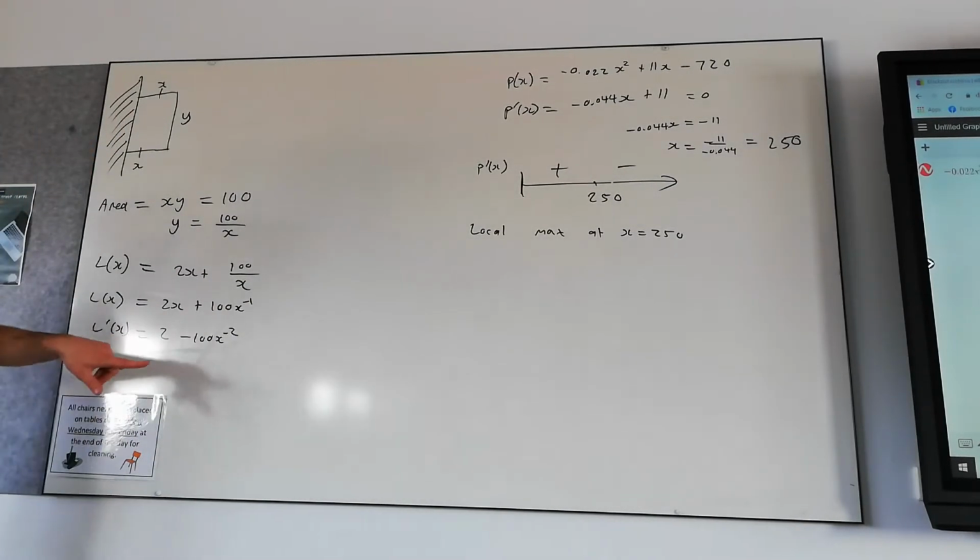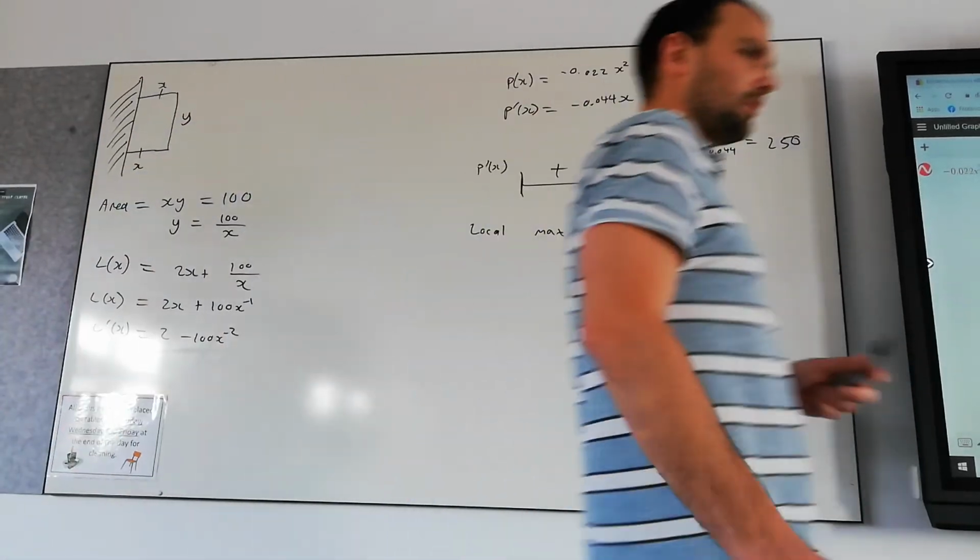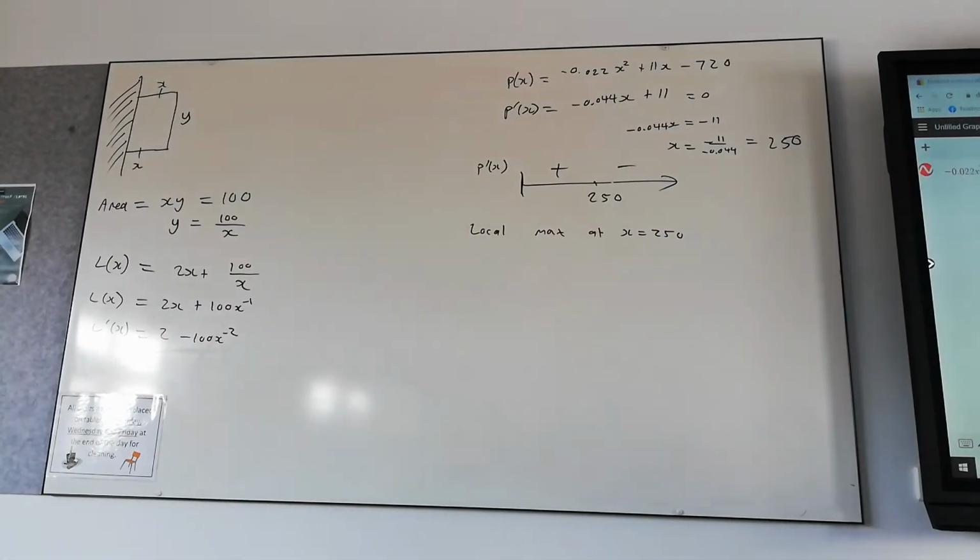So let's say we've found L dash of x, and let's just graph that function. It is 2 take 100 x to the power of minus 2. Alright? And now we're considering positive values of x, because again, we're talking about the length of something.